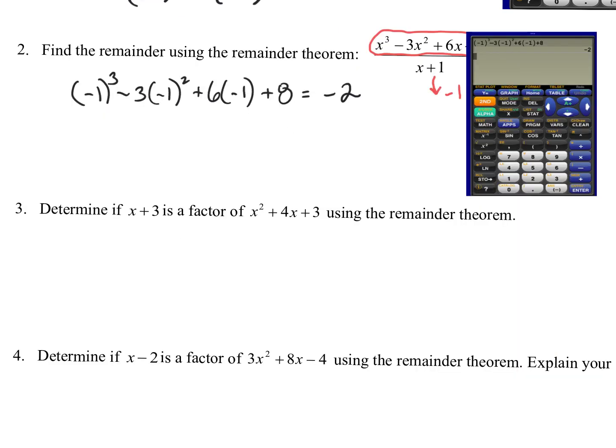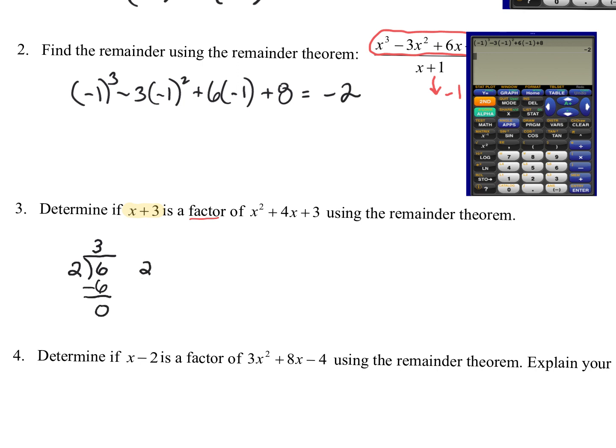Okay, so this next question is not only asking us what the remainder is, but they're asking us if x plus 3 is a factor of x squared plus 4x plus 3. So let's review what a factor is. So if I asked you, is 2 a factor of 6? The answer is yes, because 2 goes into 6 evenly, and as we can see, 3 times 2 is 6, and there's no remainder.